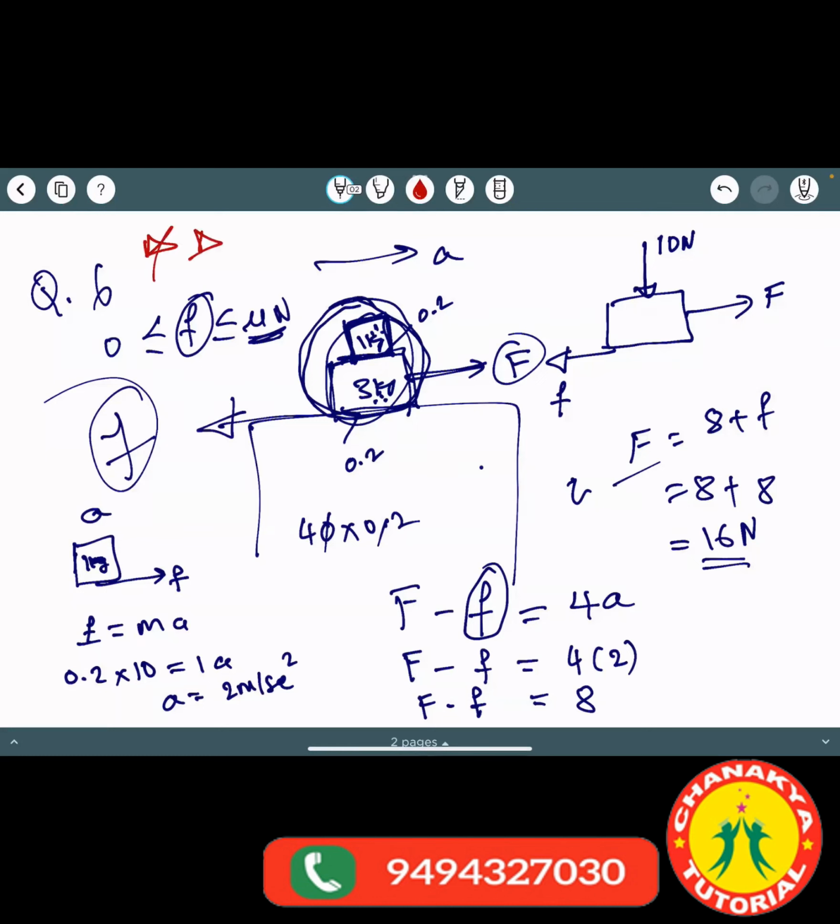It's a good question. What is the answer given in the exam? A only, yeah. So A is the correct answer, 16 Newton. Please note down. If you have not understood, tell me, I will explain once again. If you have understood, then no problem.